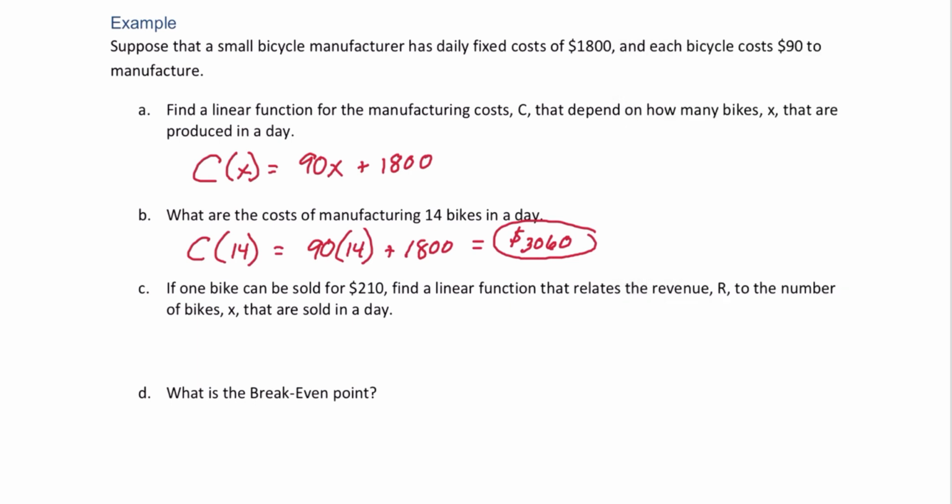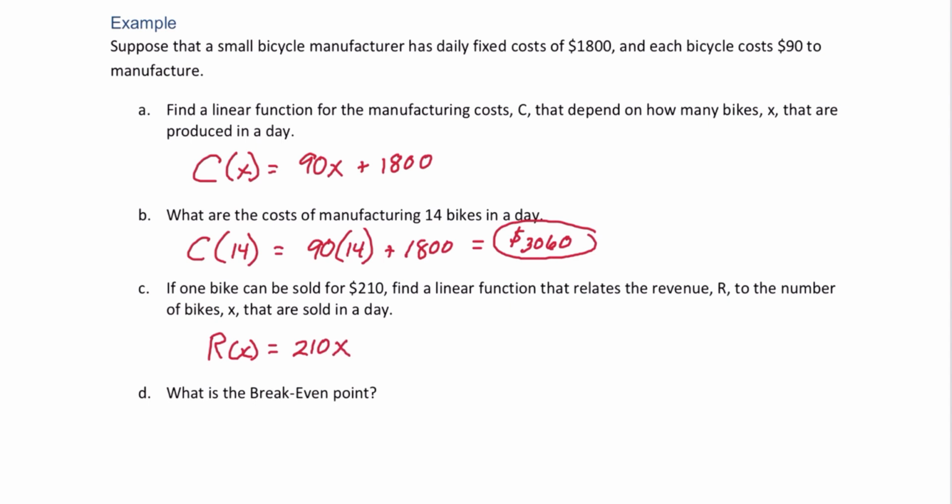Part C, if one bike can be sold for $210, find a linear function that relates the revenue R to the number of bikes sold in a day. R of x is the number of bikes x times their cost, 210. So we have 210 times x. What is the break-even point?